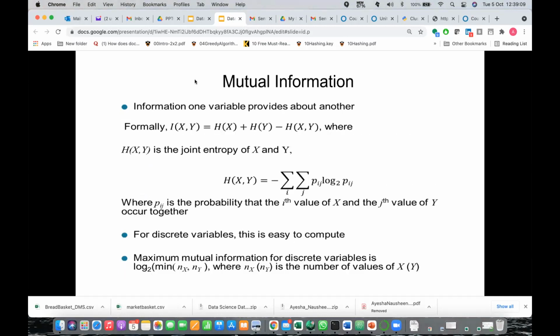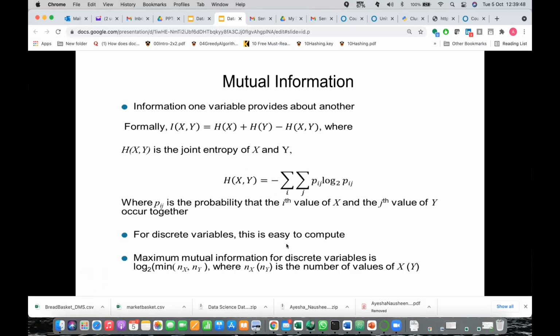Then mutual information is another entropy or information measure. It is the information one variable provides about another. Formally, I(X,Y) equals H(X) plus H(Y) minus H(X,Y). So first we need to find the entropies H(X) and H(Y), then subtract H(X,Y), where H(X,Y) is the joint entropy of X and Y. H(X,Y) equals minus the sum over i and j of p_ij log2 p_ij. So a formula is given for finding the joint entropy of two variables. Then mutual information of X and Y is given as H(X) plus H(Y) minus H(X,Y).